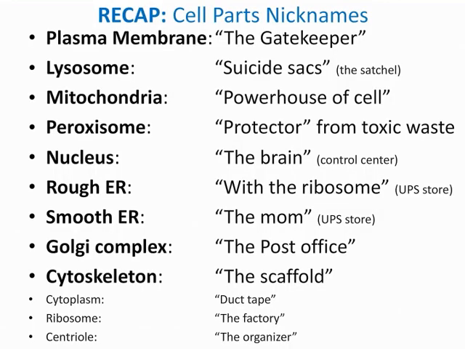So here's a quick recap of all the cell parts. Know the nicknames, it will help you remember them, and sometimes he does give you small hints.